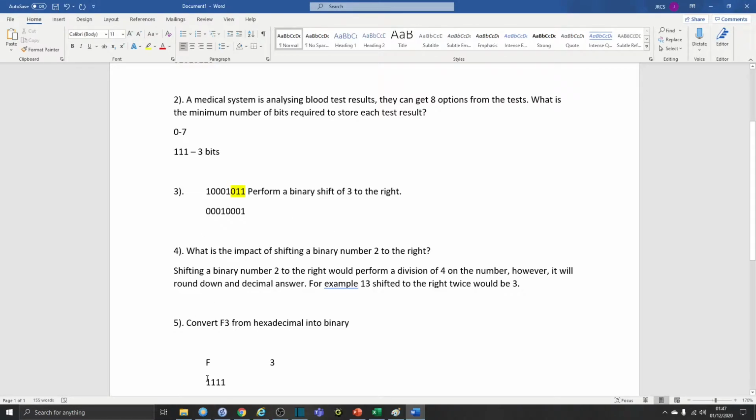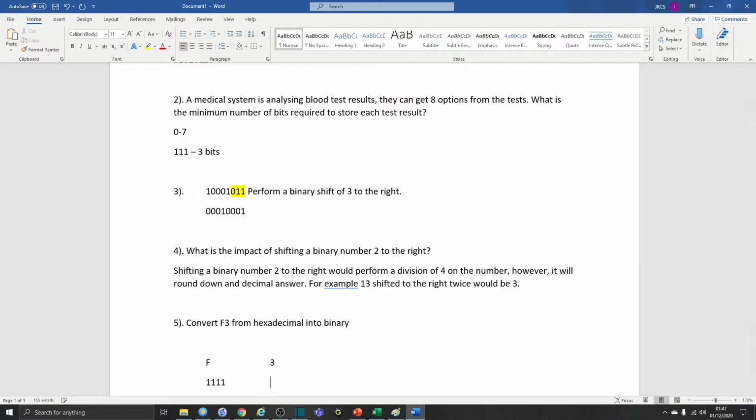What I mean is, I'm not saying you know them off by heart like I do, but just know that, first of all, it's F. It's the highest number you can have in hexadecimal, so it must be 1, 1, 1, 1. But just also know, you do 1, 2, 4, 8. Obviously, then you'd work out that's 15.